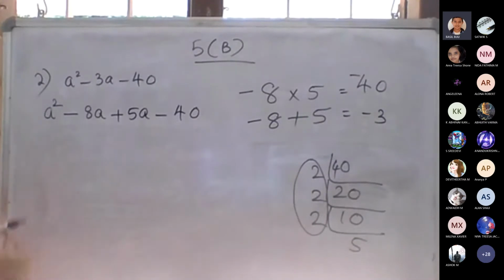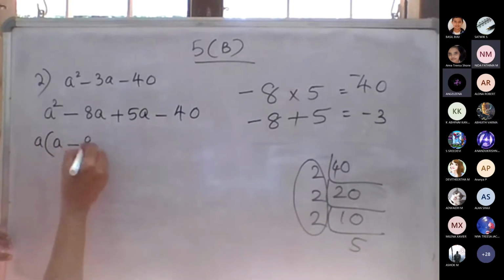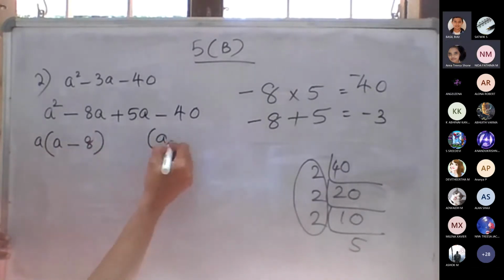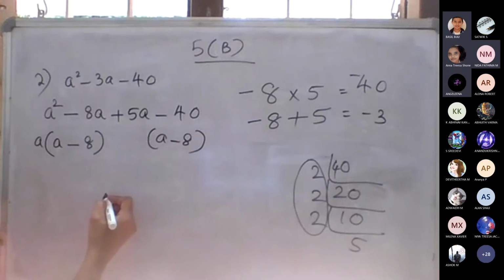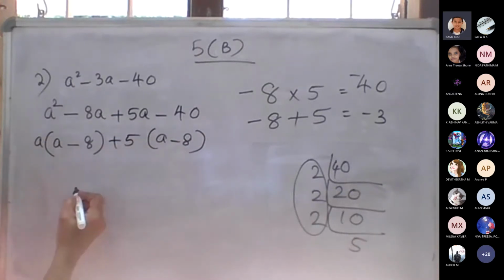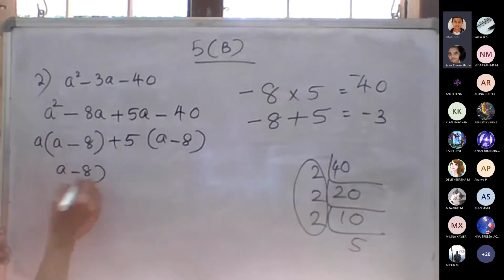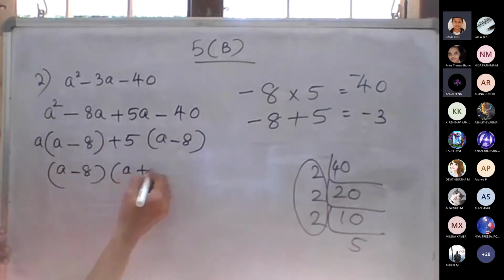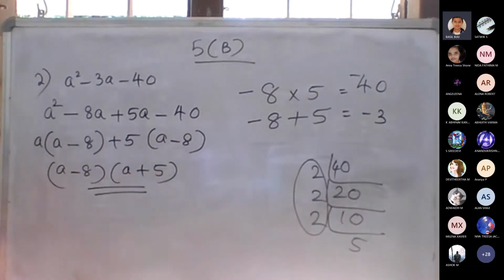Ma'am, please. Okay, so what do you do? A, then balance, minus a plus 5 minus 8, plus 5a minus 6, plus 5. Okay. Then a minus 8 plus a minus 8 into a plus 5. Okay, third question.